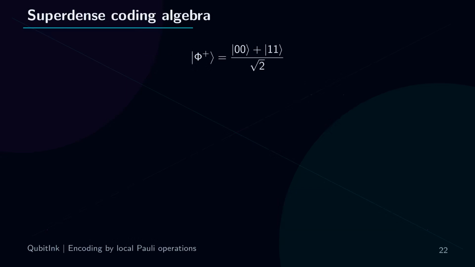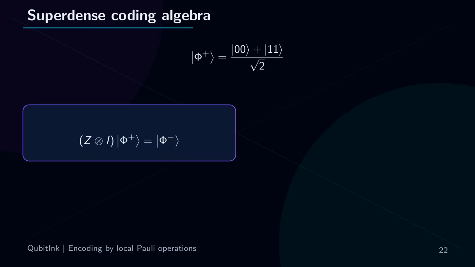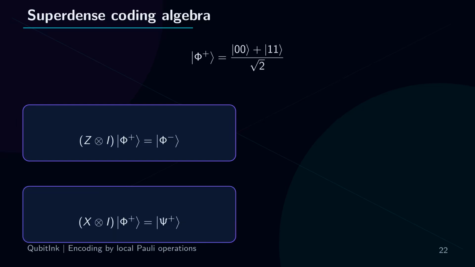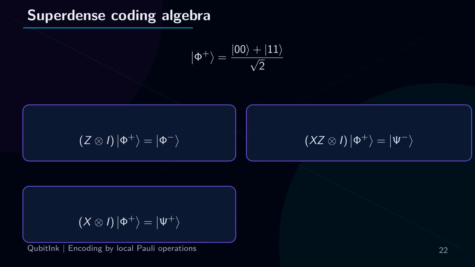The algebra is compact. Start from phi plus. Apply Z on Alice's half, and the state becomes phi minus. Apply X on Alice's half, and the state becomes psi plus. Apply XZ on Alice's half, and the state becomes psi minus.